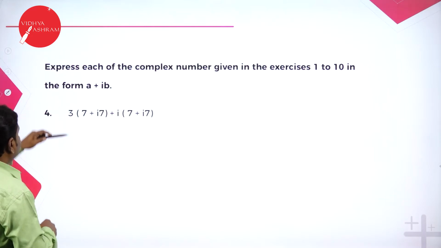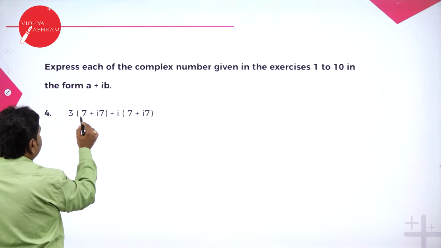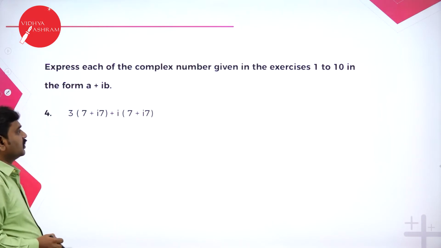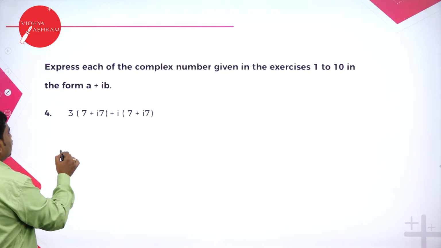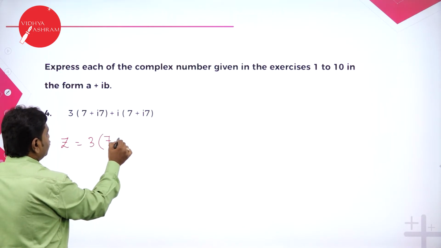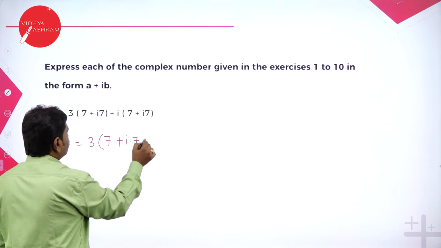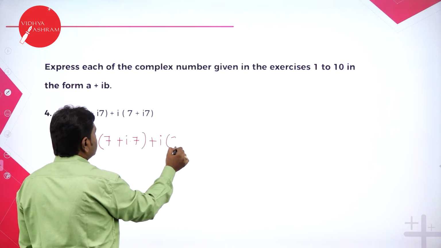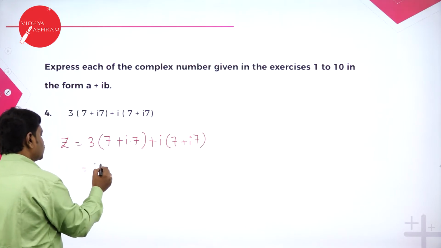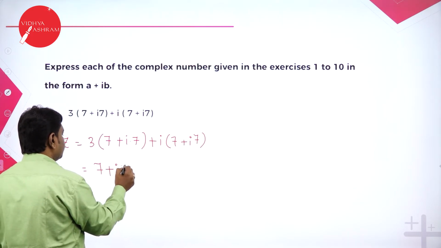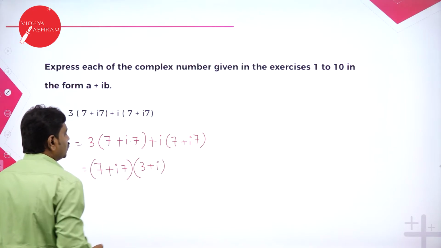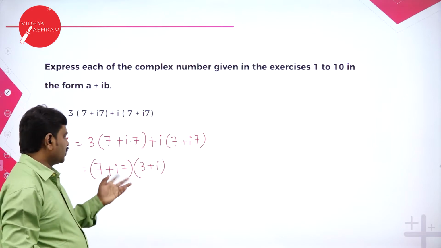So fourth question: 3 into 7 plus i7 plus i into 7 plus i7. Now I can take 7 plus i7 common. So they give 3 into 7 plus i7 plus i into 7 plus i7. In both the cases you can take 7 plus i7 common, then it will become 3 plus i.